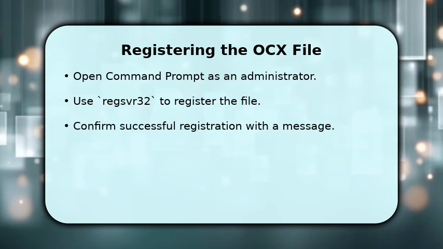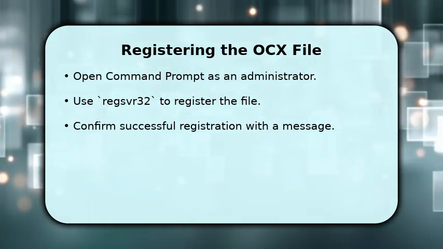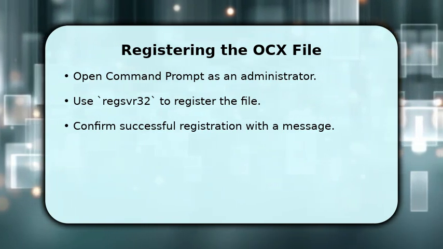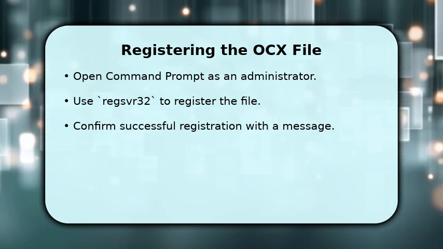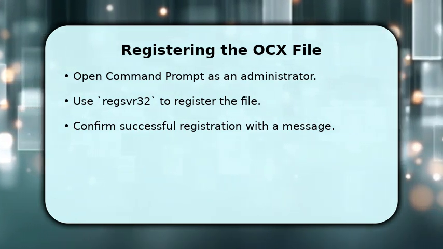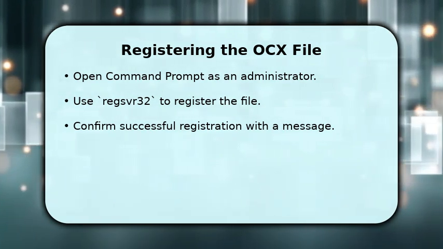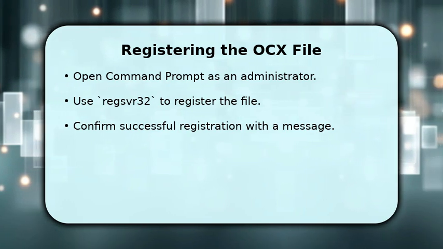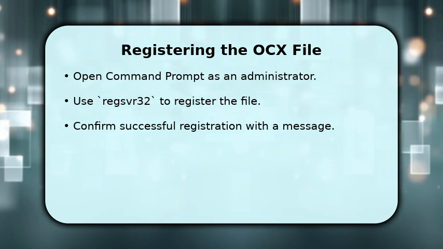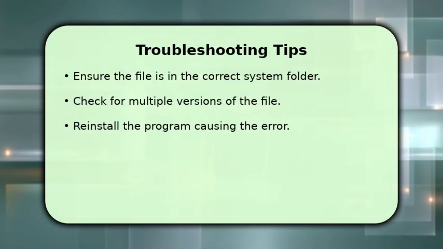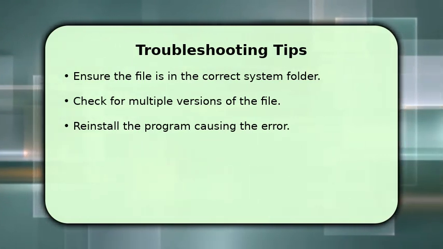To register the OCX file, begin by opening Command Prompt as an administrator. You can find it by searching in your Start menu, then right-clicking and selecting Run as administrator. Once open, type regsvr32 MSComctl.Ocx and press Enter. You should receive a confirmation message indicating successful registration, which is a great sign that the problem is on its way to being fixed. If registration doesn't immediately solve the issue, consider a few troubleshooting steps.